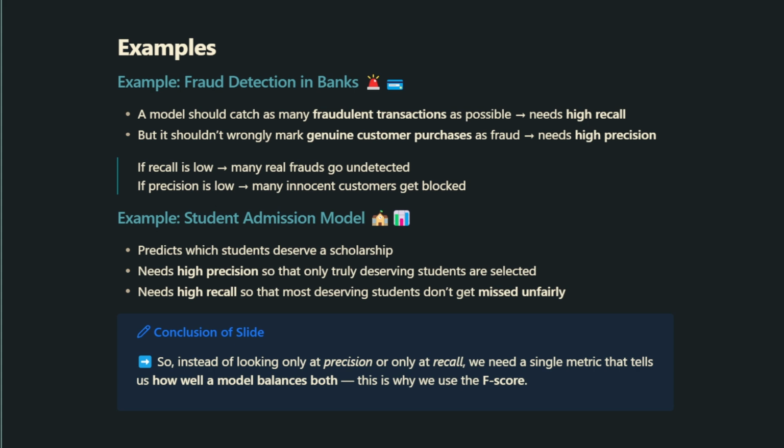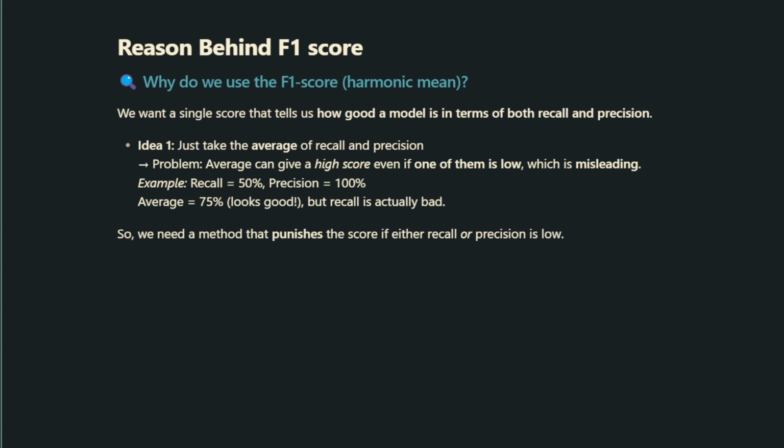Alright, now that we know why precision and recall are important, let's talk about the reason behind the F1 score. What we really want is a single number that tells us how good a model is in terms of both recall and precision. At first, you might think, why not just take the average of precision and recall? Sounds simple, right? But here's the problem. The average can sometimes give us a misleading result.